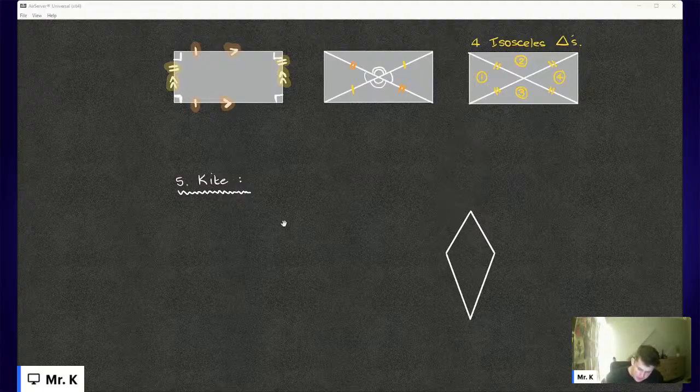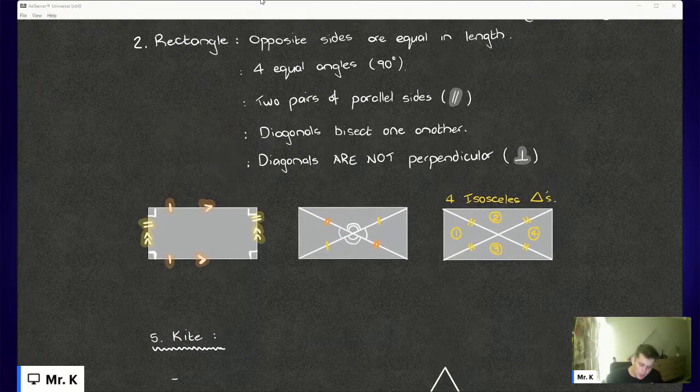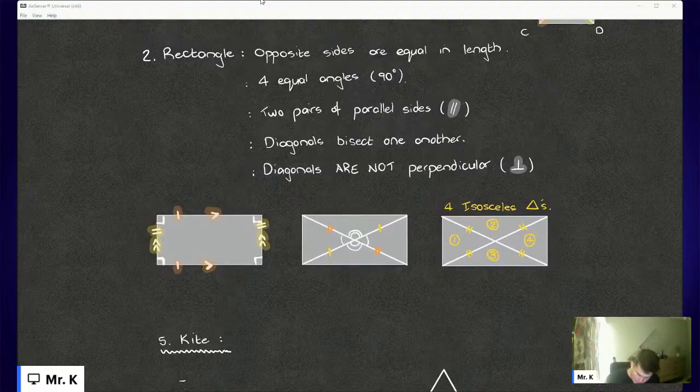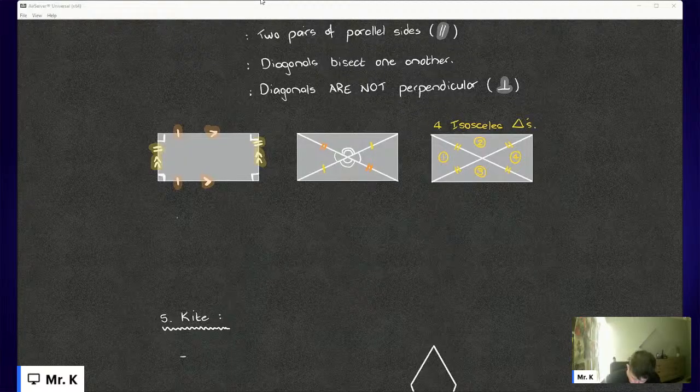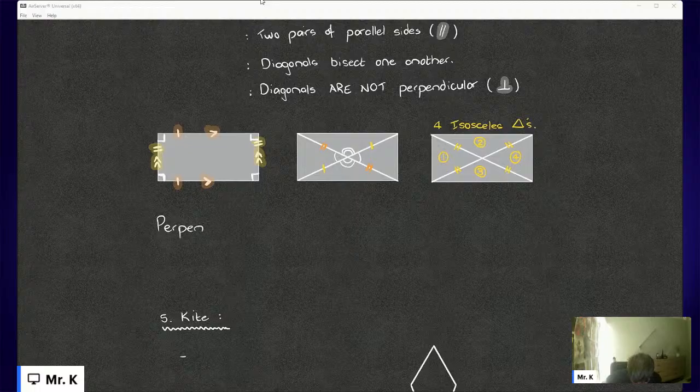So, what are the features of a kite that we need to be aware of? Again, guys, this is going to take a little bit of work from your side. You'll need to go through one or two shapes on your own. Somebody's quickly just mentioned that they don't understand what the word perpendicular means. So let me just quickly explain that before I move on, because that's quite important. The word perpendicular means the two lines meet at 90 degrees.